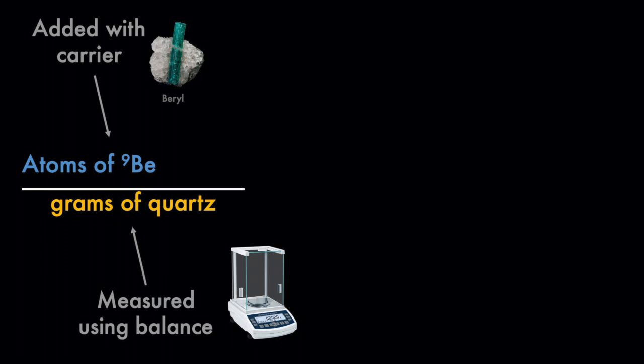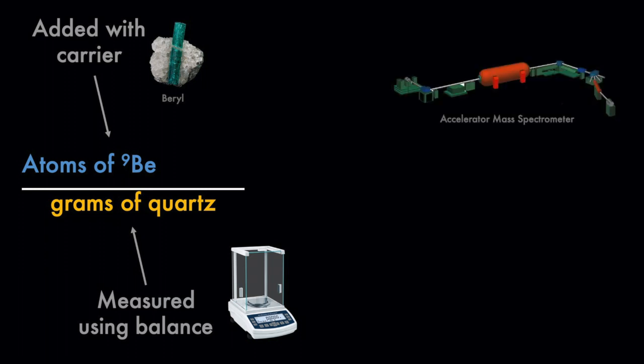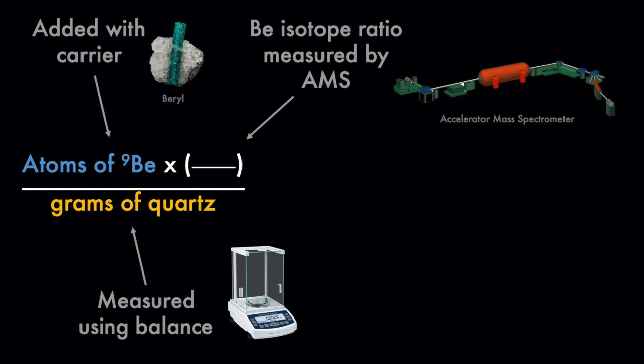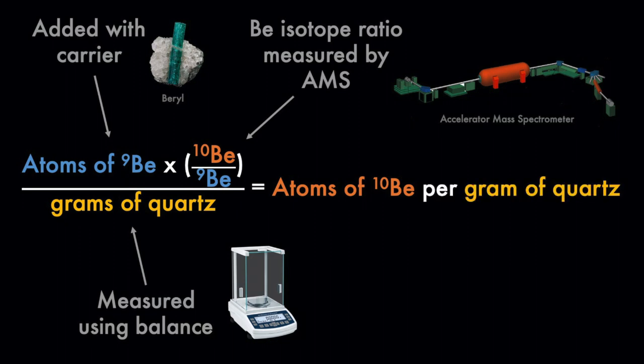Since we know the mass of the carrier and we know the mass of the quartz, we can then go to the accelerator mass spectrometer that's pictured here and measure the beryllium isotope ratio. So we're measuring the 10 beryllium to 9 beryllium isotope ratio. If you multiply through with the number of atoms of beryllium-9 that we've added, because we know the mass, and you divide by the grams of quartz, we can calculate then in the end, after all these measurements, the atoms of beryllium-10 per gram of quartz. And that's the value that comes out of our lab and AMS work, and that's what's used to interpret the geology of the field setting.